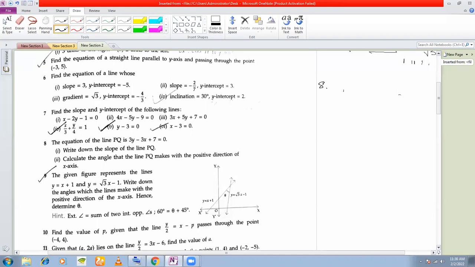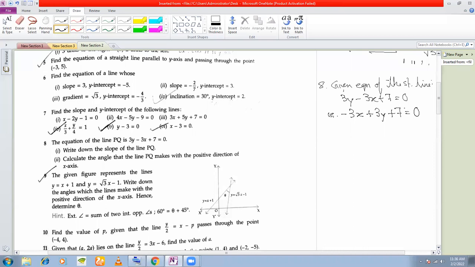The question is: the equation of a line PQ is 3y minus 3x plus 7. So given equation of the line, straight line. Given equation of the line is 3y minus 3x plus 7 is equal to 0. Okay. That is, write the x first. Minus 3x plus 3y plus 7 is equal to 0. Okay. Next, first question is write down the slope of the line PQ.